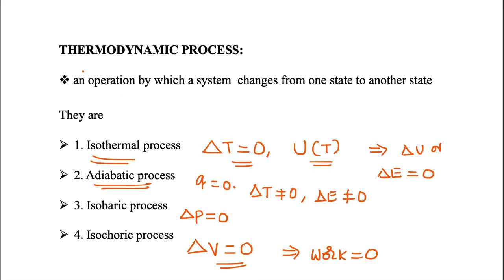So these are the 4 processes by which a system can be brought from one state to another state: keeping the temperature constant in the operation, avoiding heat transactions between the system and surroundings, keeping the system at constant pressure throughout the operation, or maintaining constant volume of the system throughout the process. So these are the 4 processes in thermodynamics.